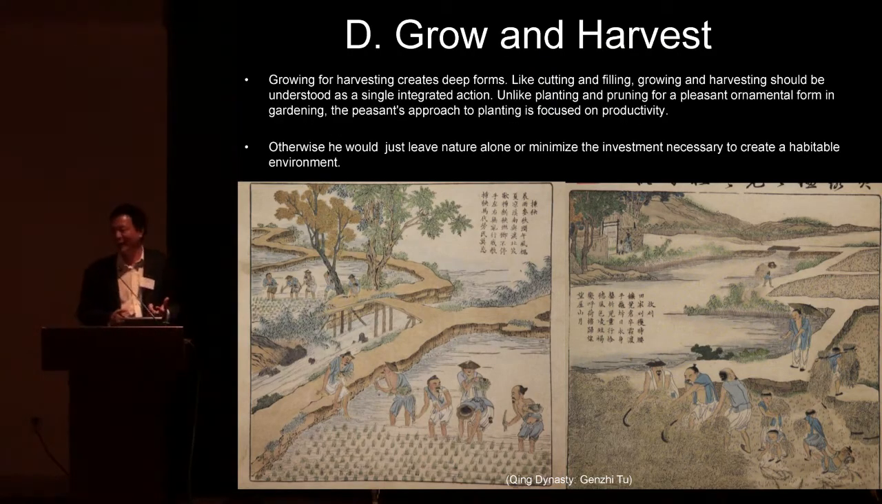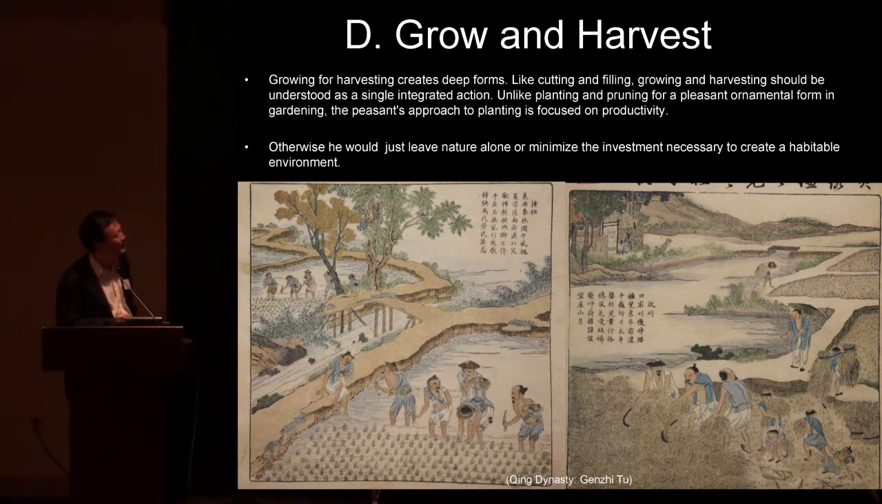The 4th category is grow and harvest. Now this again, grow and harvest is one word, I would say one action: grow for harvest. The growing for harvesting creates deep forms. Like cutting and filling, growing and harvesting should be understood as a single integrated action.